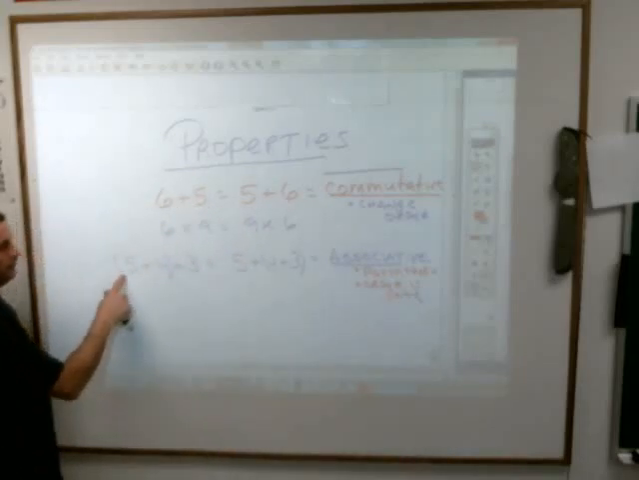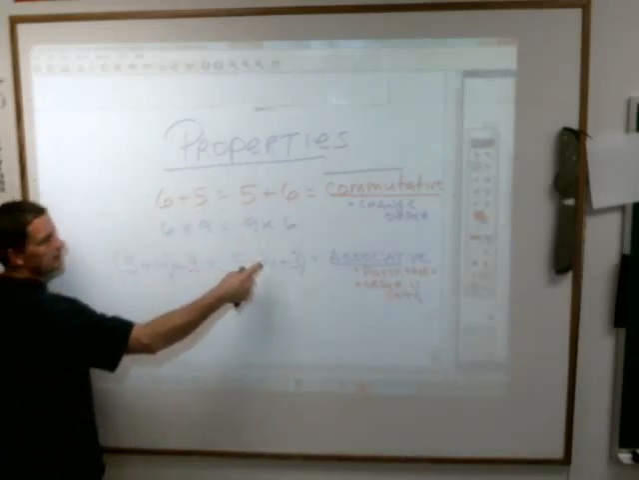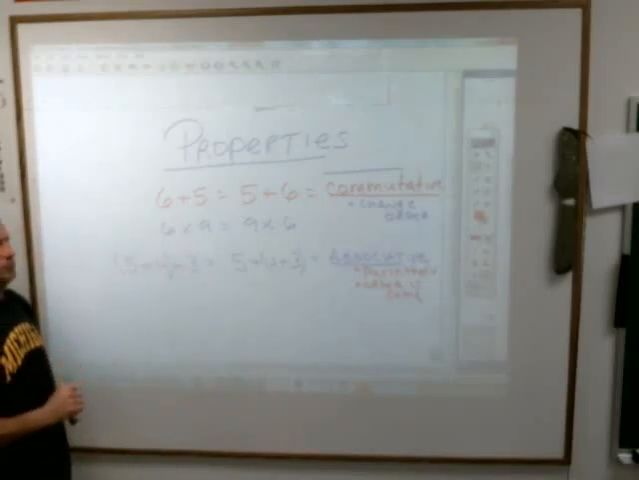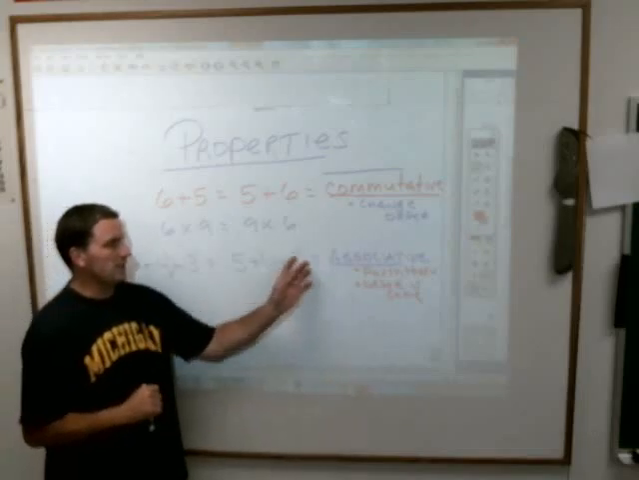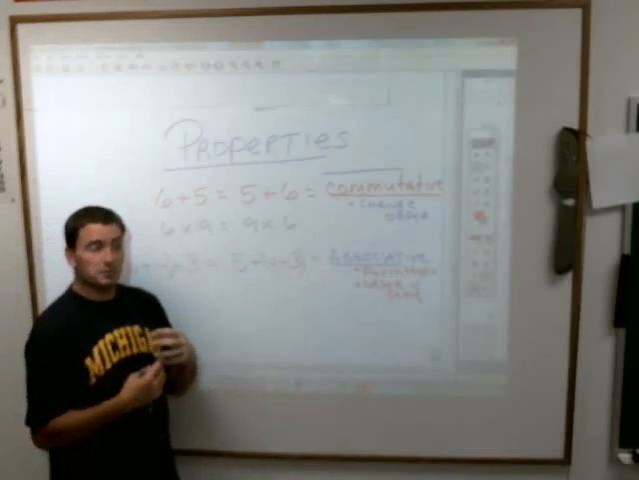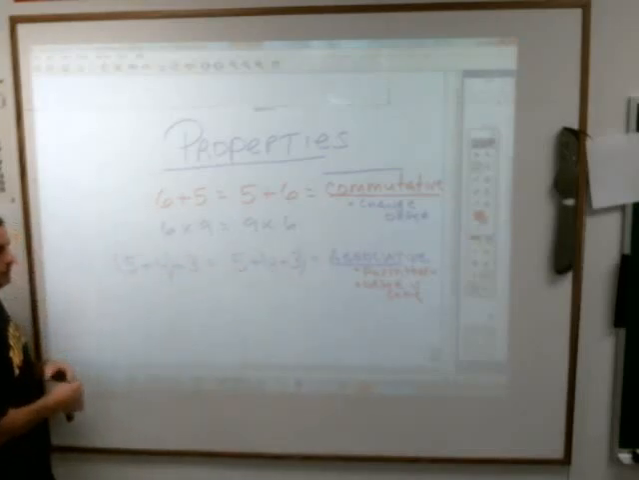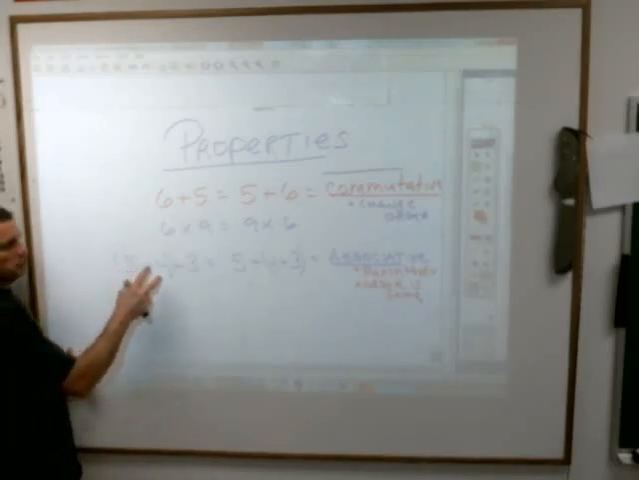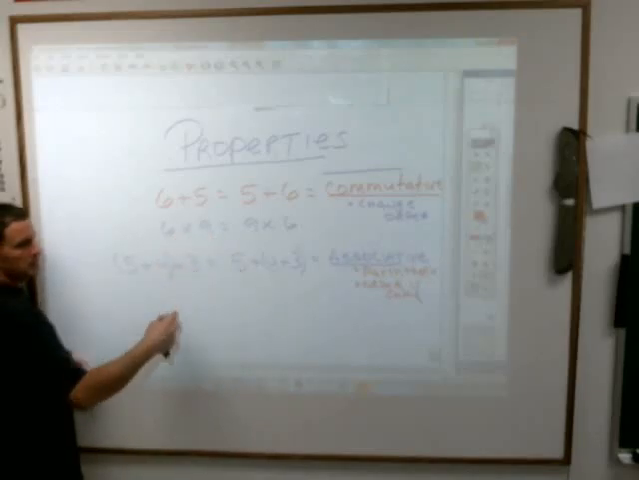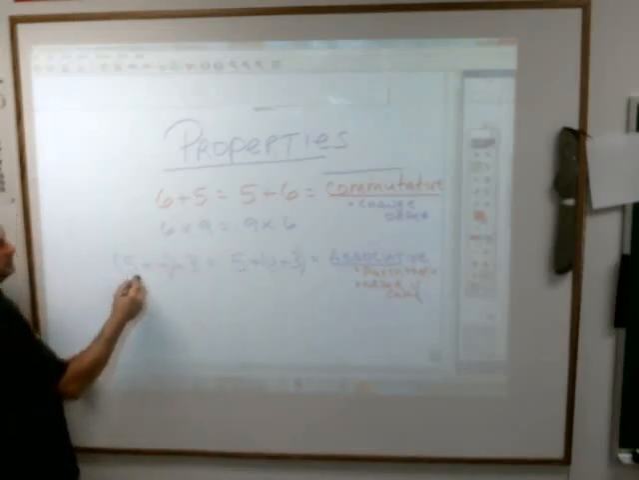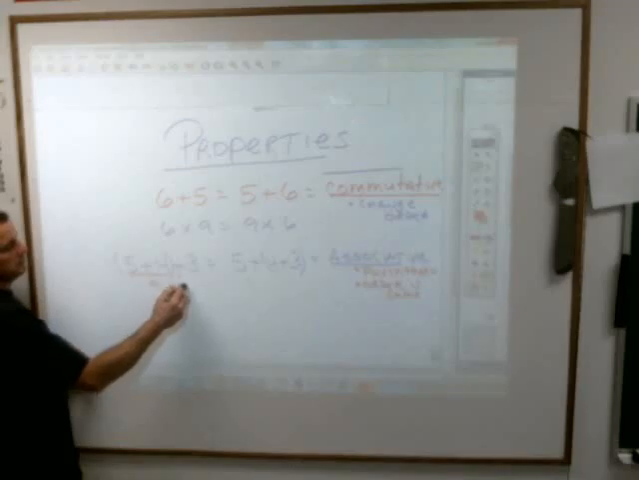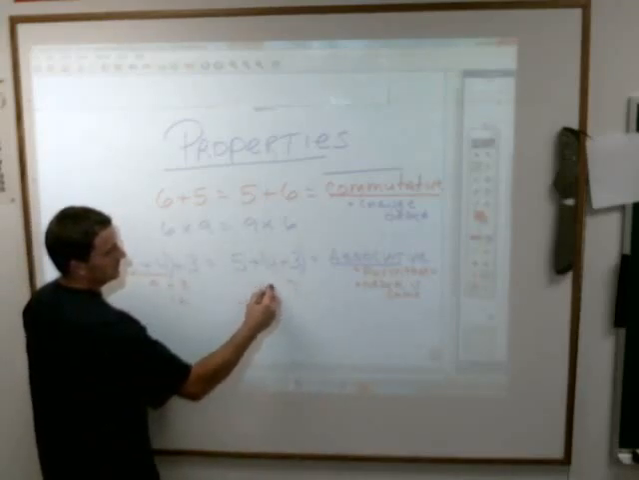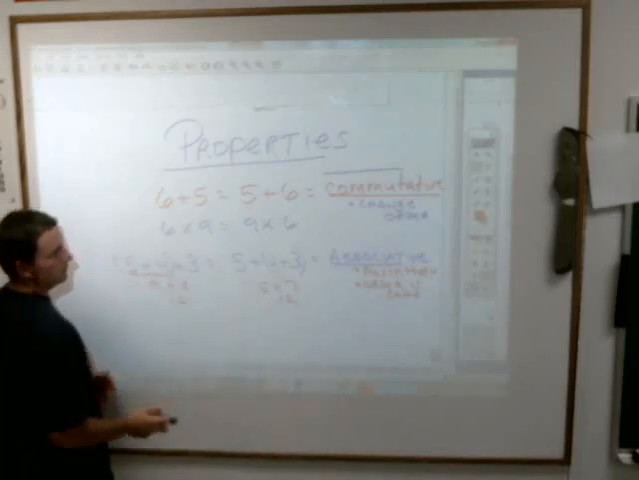I have a 5, a 4, and a 3. I have a 5, a 4, and a 3. They're in the same order. The only thing that moves is the parentheses. They go to a different spot, which means the ones I put together are different. And the associative property means you can group them differently by using these parentheses. What is 5 plus 4? 9 plus 3 is 12. Does that work over here? Sure. 5 plus 7 is also 12.